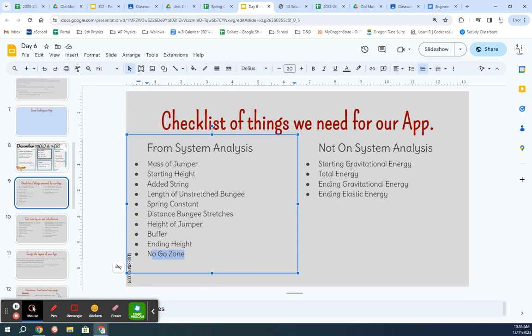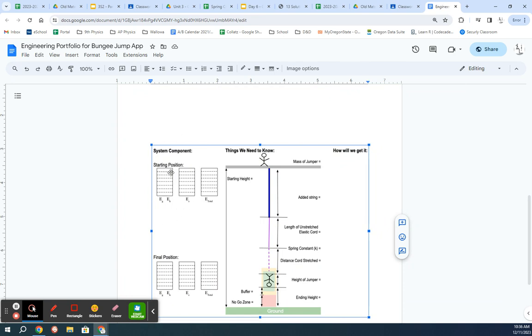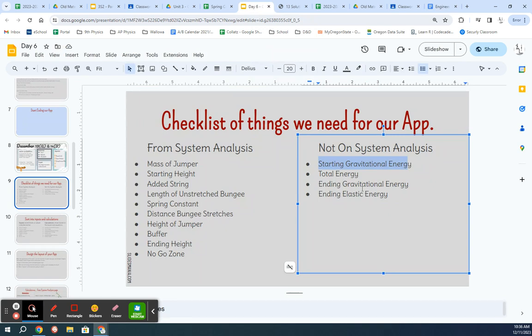Some things that aren't really on our system analysis, I mean, they kind of are, but not really. Starting gravitational energy. Right? That's this stuff over here where we talk about that starting energy. So it's sort of on there. Total energy. Remember that the total energy needs to be constant, which means that once we know how much starting gravitational energy there is, that is the total energy, and that should stay constant the whole jump.